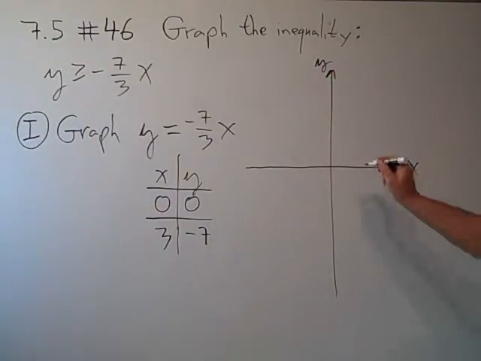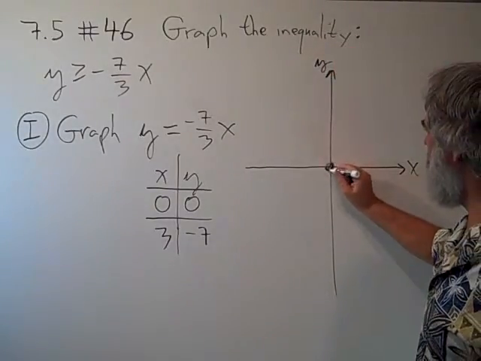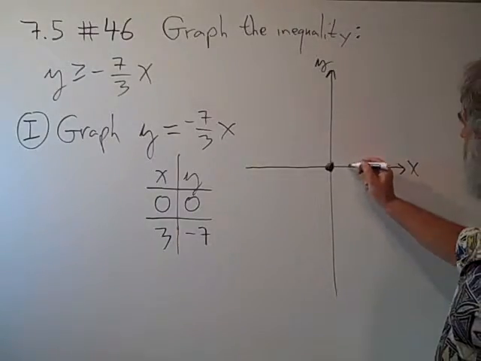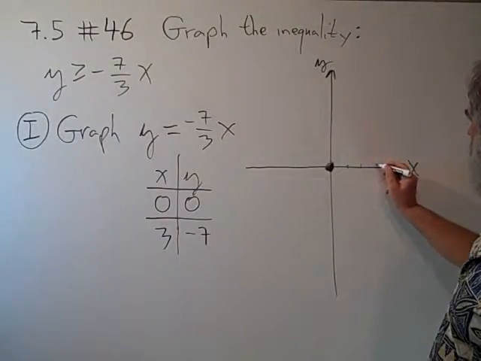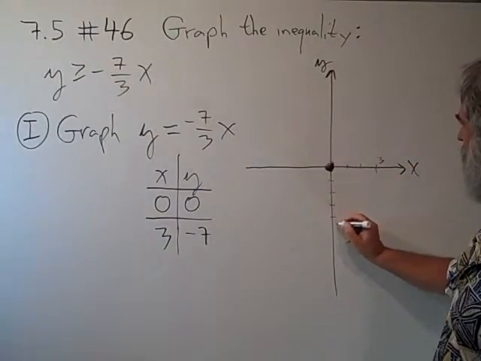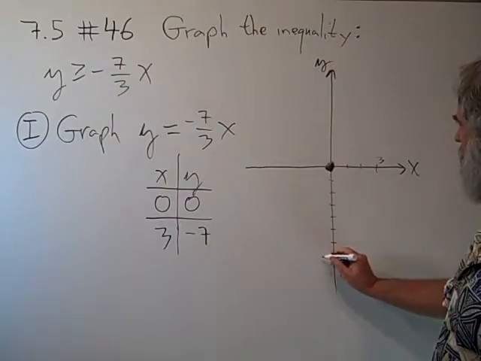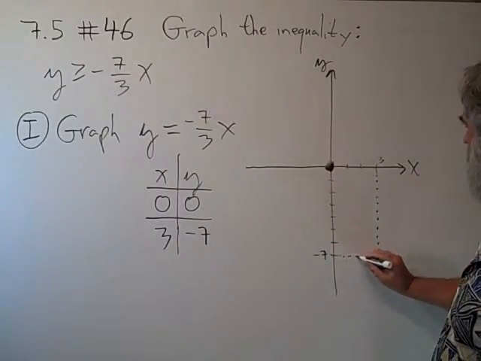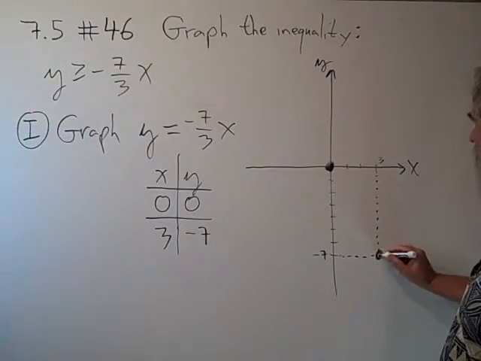Okay, so the first point is the origin. The line goes through the origin, which is both the x and the y-intercept of that line. And then through the point 3, comma negative 7. So if I go over 3, I have to go down 7. 1, 2, 3, 4, 5, 6. Negative 7 here, going down to that point. There's the second point.